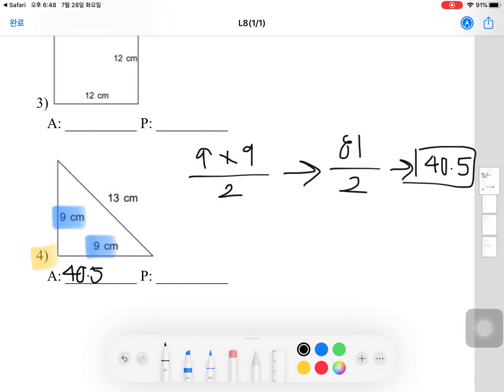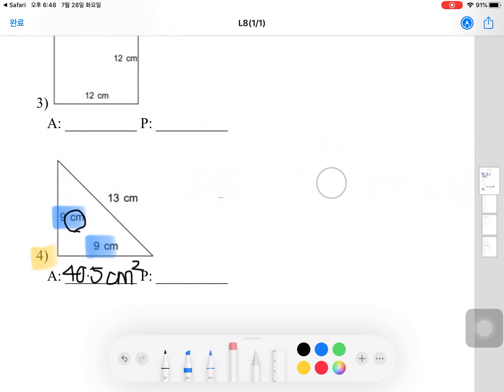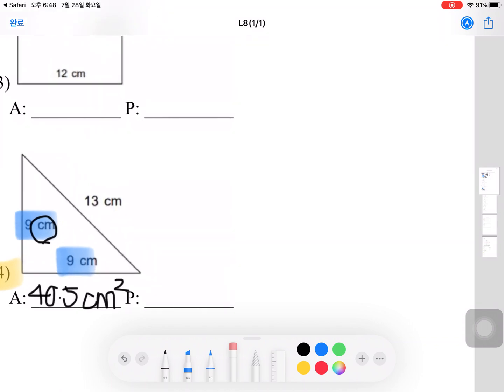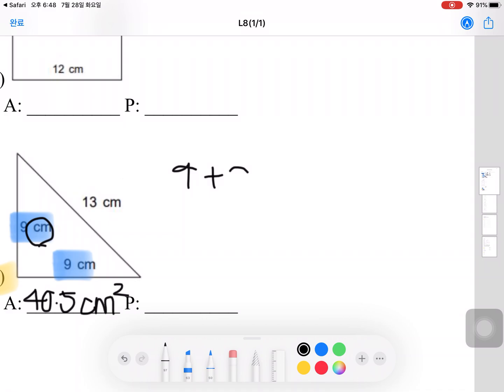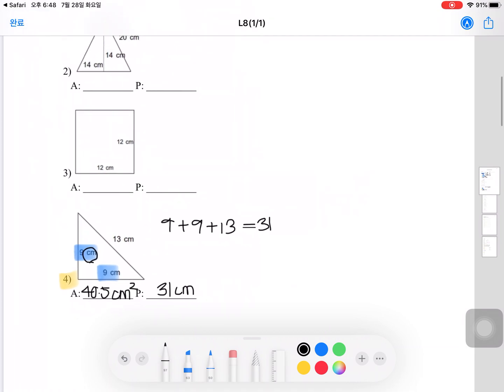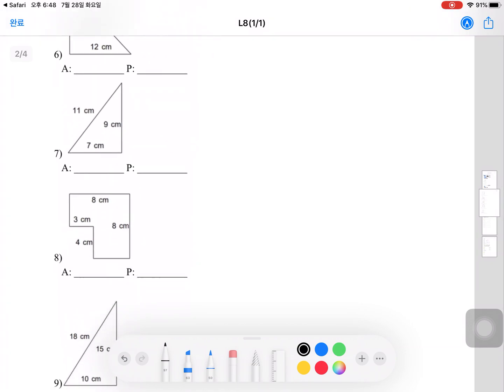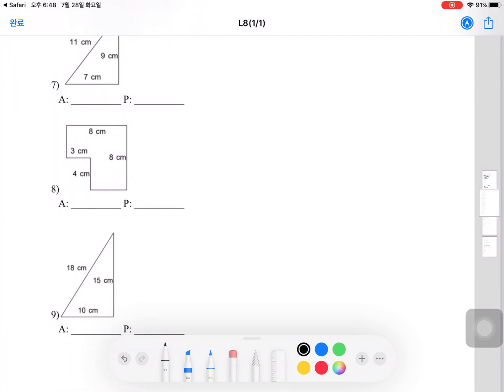Similar to the previous question, because the units are given, you always want to write the unit squared for area. Now, let's find the perimeter. Finding the perimeter of a triangle is really similar to finding the perimeter of the rectangle we did. We just need to add all the sides. So, 9 plus 9 plus 13. This comes out to be 31. So, the perimeter is just 31 centimeters. Not too bad, right? Try the rest on your own, and the questions on the second page are very similar to what we just did on the first one.